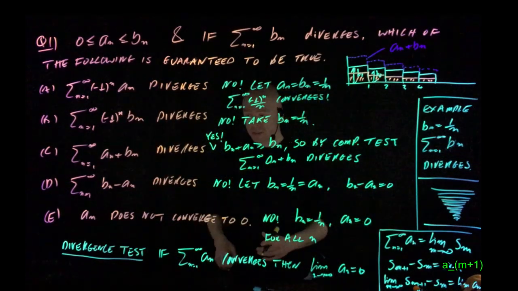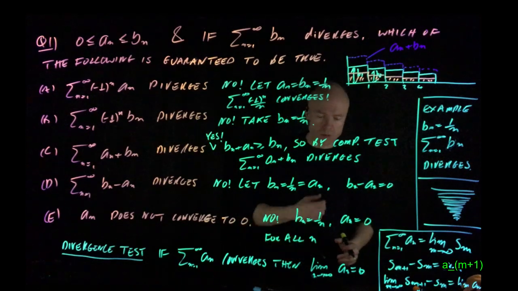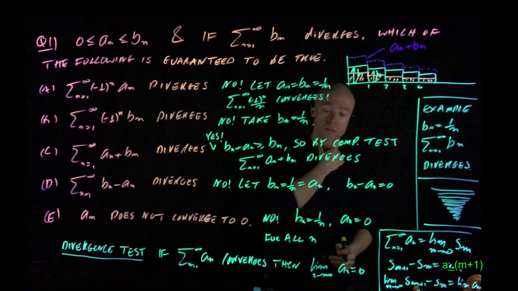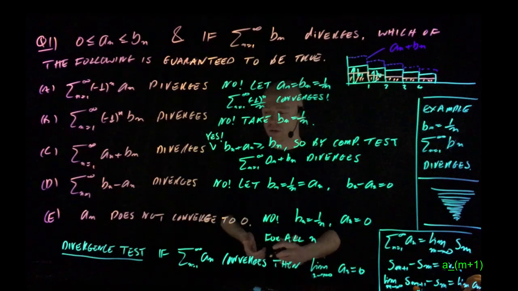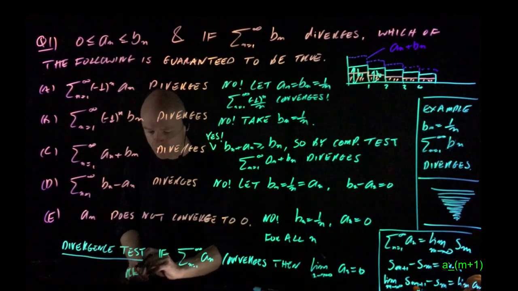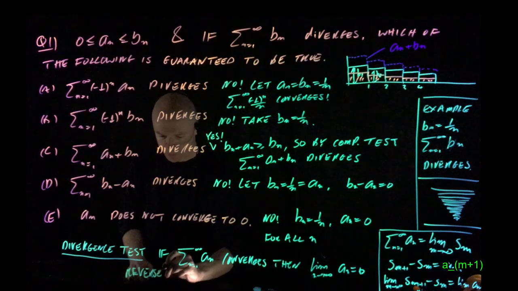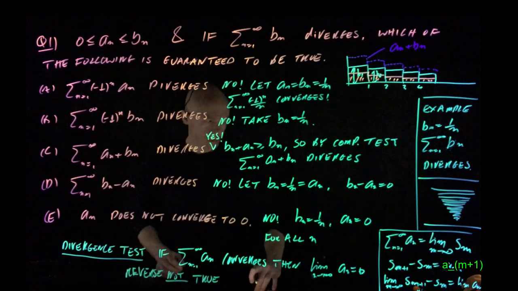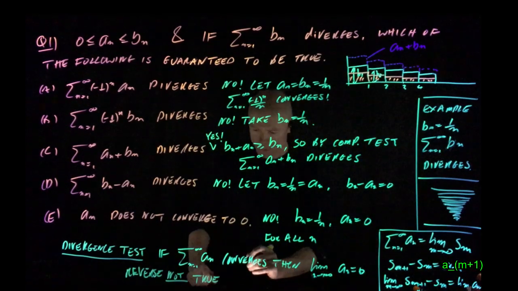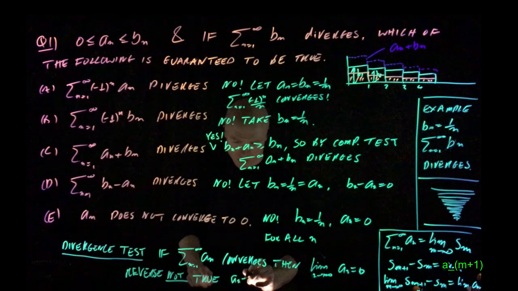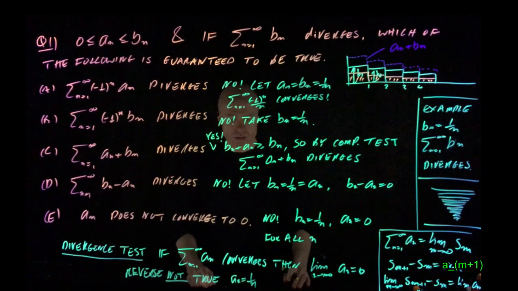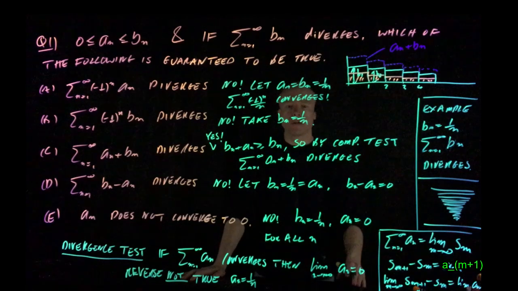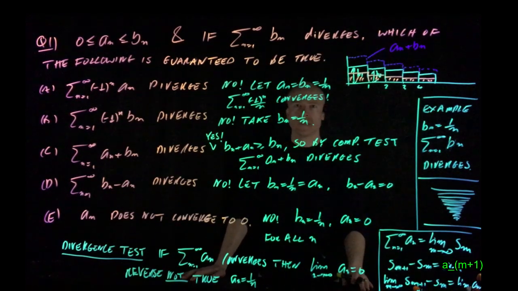So this is the divergence test, and something the examiners will often try and trick you with is the fact that the reverse is not true. Reverse is definitely not true. Because we can have a_n is 1 over n, which doesn't converge, but the terms still go to 0. So going to 0 is not enough, right? Going to 0 is not enough. However, if you do converge, then you have to go to 0.